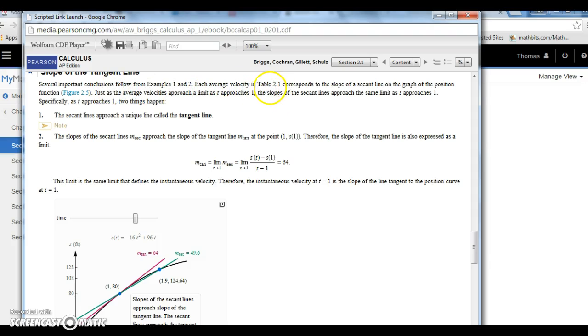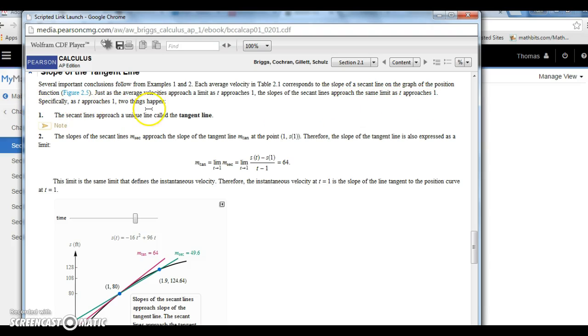Each average velocity in table 2.1 corresponds to the slope of a secant line on the graph of the position function down here in figure 2.5. Just as average velocity approaches a limit as t approaches 1, the slopes of the secant lines approach the same limit. It's going to be the same because average velocity approaches an instantaneous velocity. The slopes of the secant lines approach the same limit as t approaches 1.